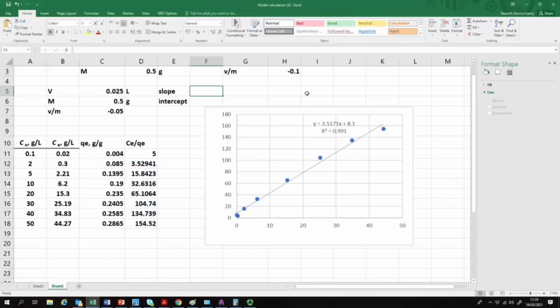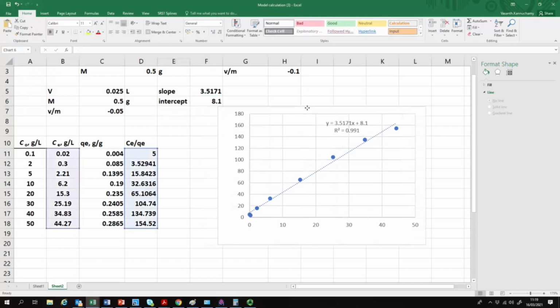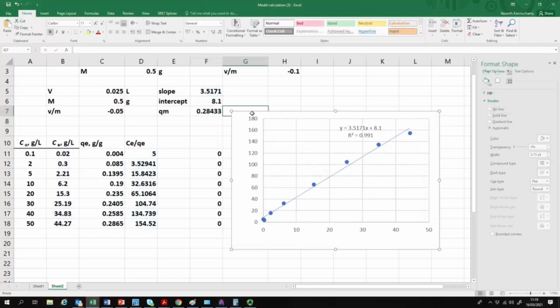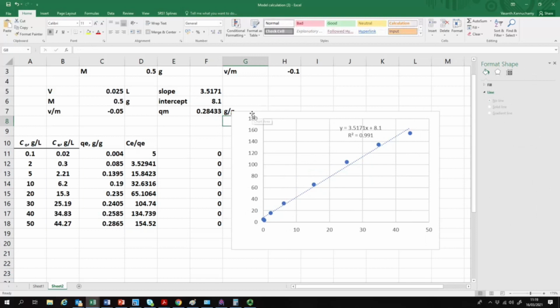So the slope value here is 3.5171 and the intercept value is 8.1. So our QM, the maximum adsorption capacity, which is what I asked in the question, will be equal to 1 divided by slope. So it will be equal to 0.2383 grams per gram. And if I ask you to calculate binding affinity, it will be equal to slope by intercept, 0.4321.